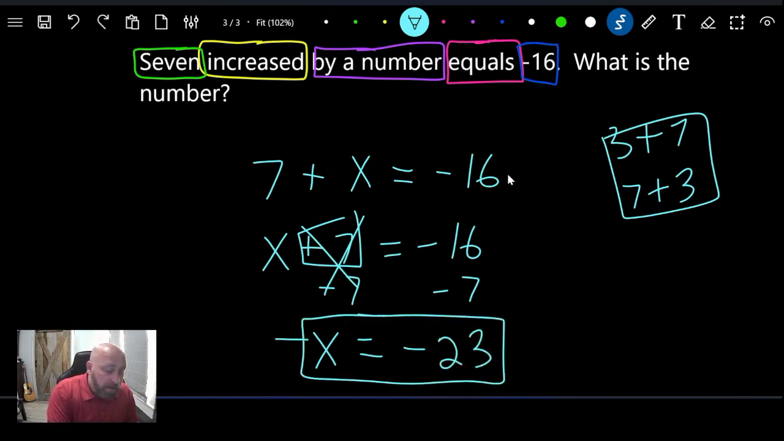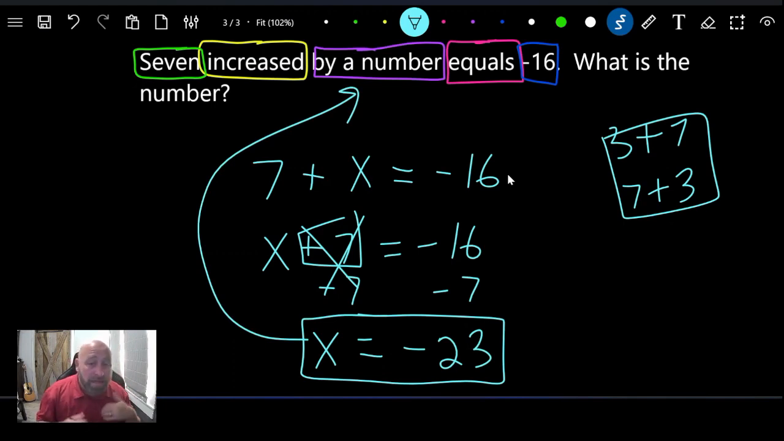So basically the number that we were looking for, 7 increased by negative 23, is negative 16. If you think about it, if I have 7 and I increase it by a negative 23, technically I'm decreasing it, right? Because I had 7 and I'm adding a negative number, so it's actually going down. And so if I do that, I come up with my negative 16. So it does check, it does work.